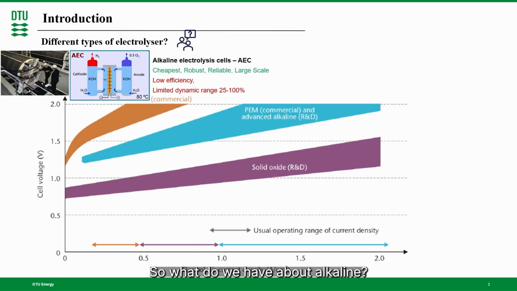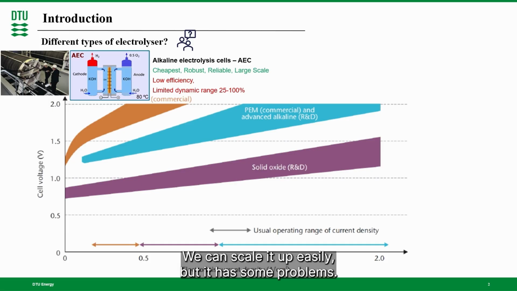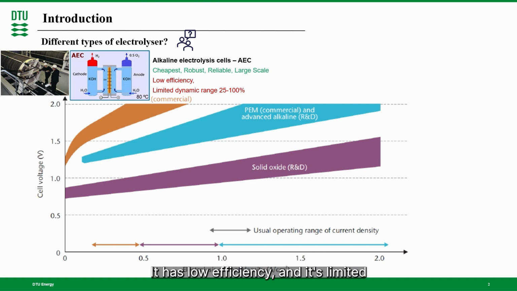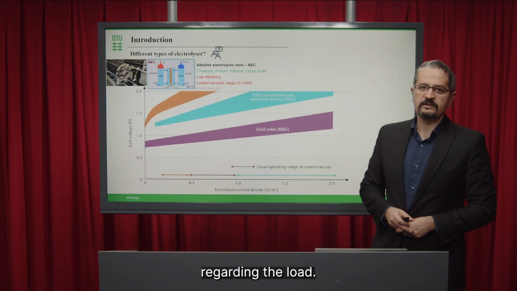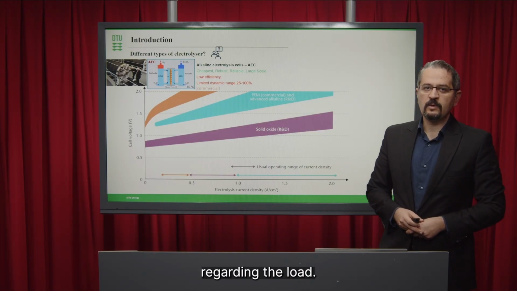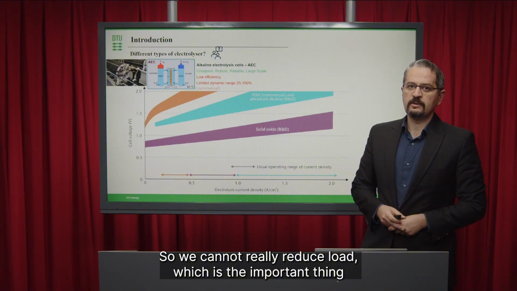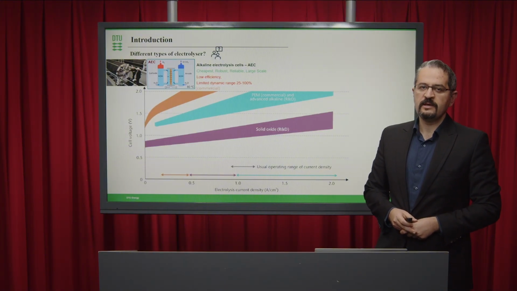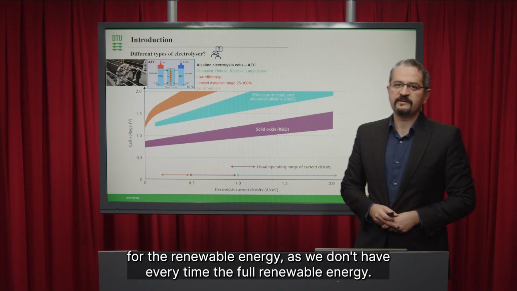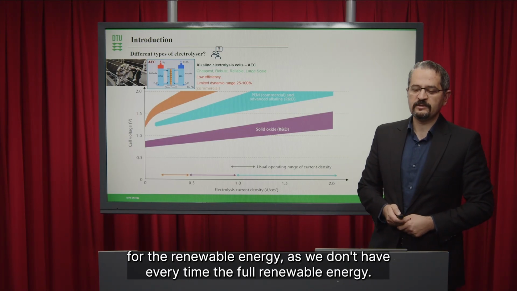So what we have about the alkaline, it's the most mature and commercial one. We can scale it up easily, but it has some problems. It has low efficiency and it's limited regarding the load. So we cannot really reduce load, which is an important thing for renewable energy, as we don't have the full renewable energy every time.